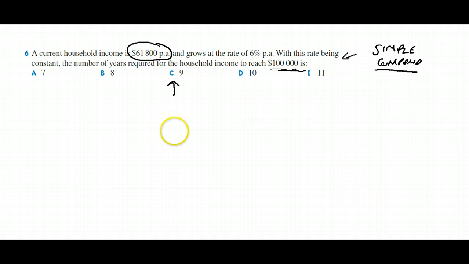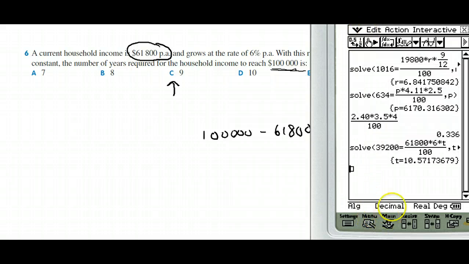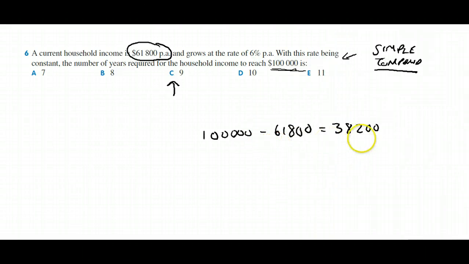The other way to calculate this, the simple interest way, would be to do 100,000 minus 61,800, which gives us the amount of interest, or the amount of increase, is 38,200. And if we put that into the calculator, and calculate for simple interest, then we get 10.3 years, which if you round it up would give us 11.